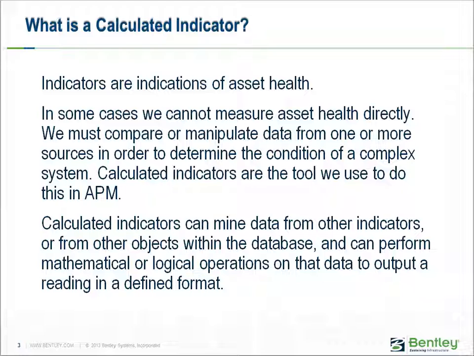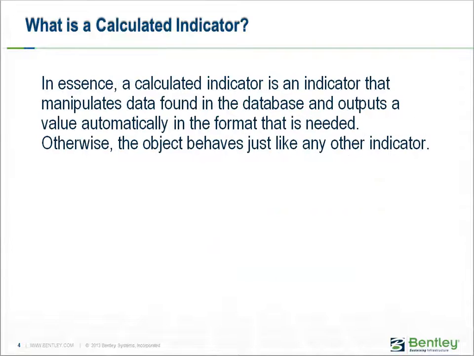Calculated indicators can mine data from other indicators or from other objects within the database, and can perform mathematical or logical operations on that data to output a reading in a defined format. So in essence, a calculated indicator is an indicator that manipulates data found in the database and outputs a value automatically in the format that is needed. Otherwise, the object behaves just like any other indicator.